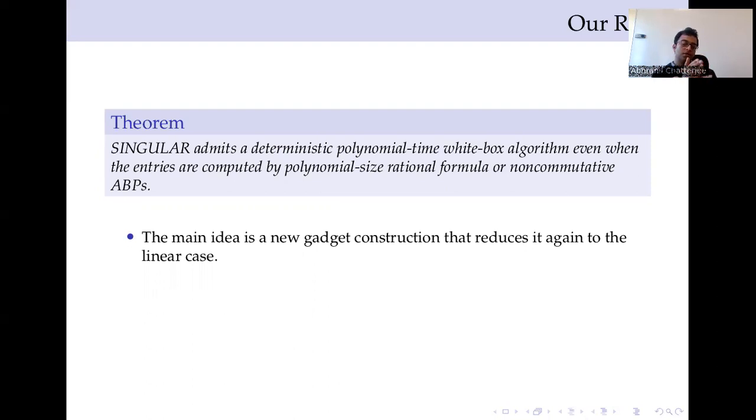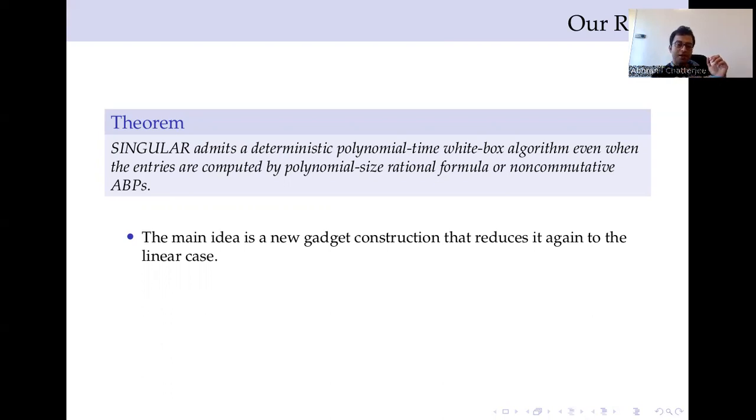What we show is that this singularity problem admits a deterministic polynomial time algorithm even when the entries are computed by these non-commutative ABPs or non-commutative rational formulas. The main idea that we have is again a gadget construction that reduces to this linear case, but the construction that we have is quite different from the construction that was mentioned in the previous paper.